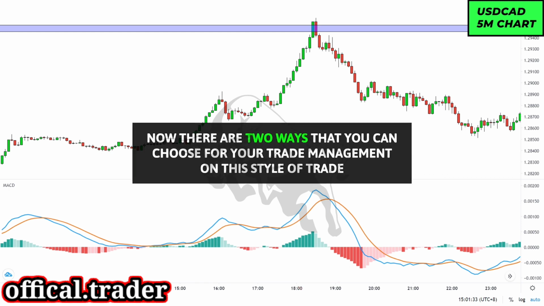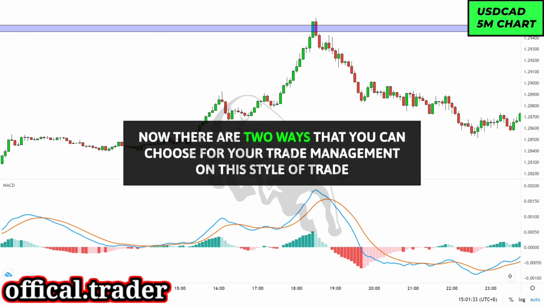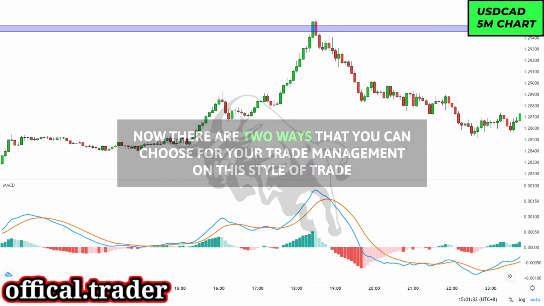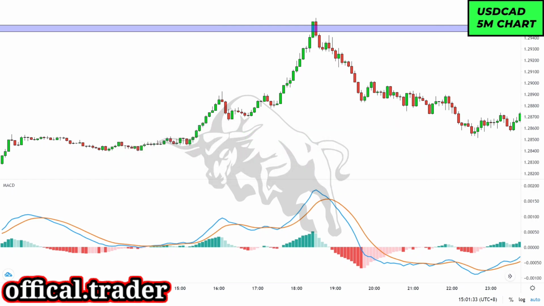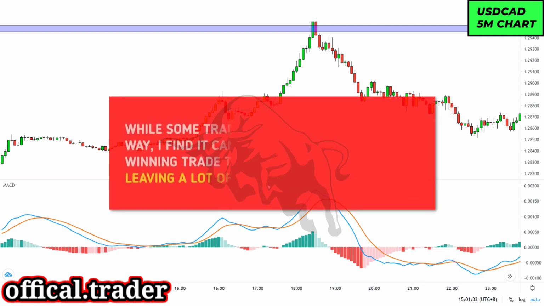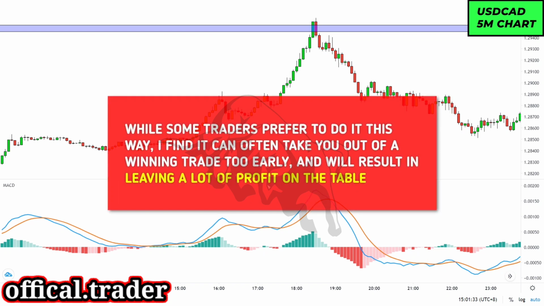Now there are 2 ways that you can choose for your trade management on this style of trade. The first is to simply wait for a crossover of the MACD line back above the signal line before closing your sell trade. In this example, the crossover happens here, so you would close your trade on the corresponding candle. So while some traders prefer to do it this way, I find it can often take you out of a winning trade too early and will result in leaving a lot of profit on the table.